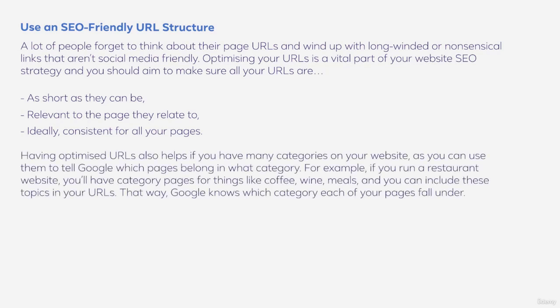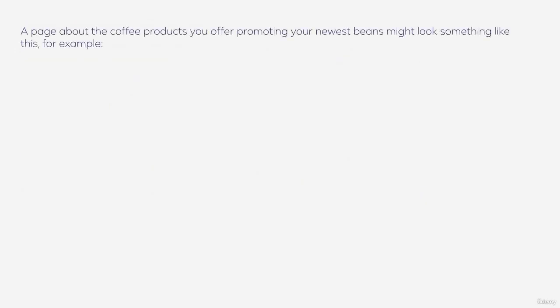Having optimized URLs also helps if you have many categories on your website, as you can use them to tell Google which pages belong in which category. For example, if you run a restaurant website, you'll have category pages for things like coffee, wine, and meals, and you can include these topics in your URLs. That way, Google knows which category each of your pages fall under. A page about the coffee products you offer promoting your newest beans might look something like this, for example.